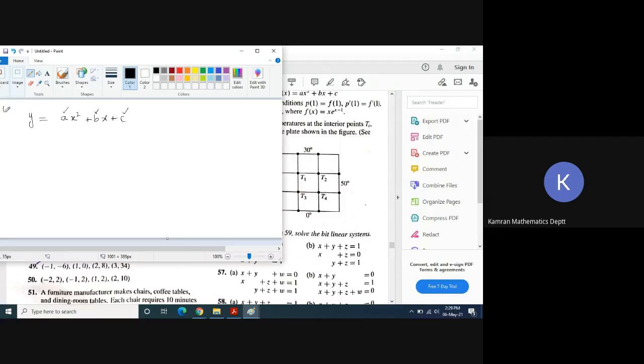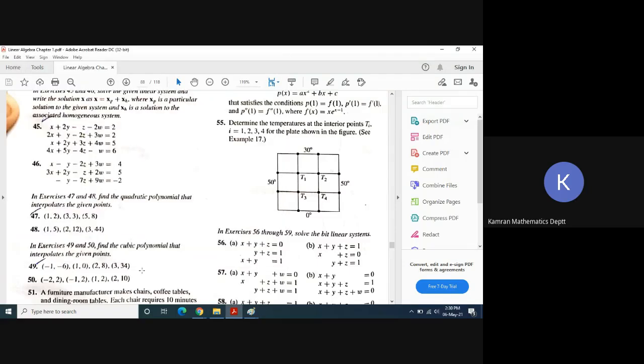If I solve question number 48, which passes through the 3 points (1, 5), (2, 12), (3, 44). So 1 is the value of x and 5 is the value of y. 2 is x and 12 is y. 3 is the x coordinate and 44 is y.